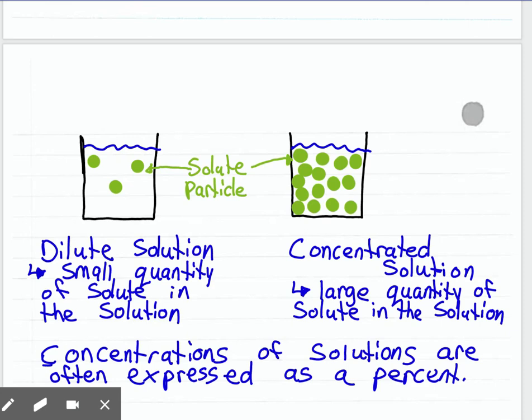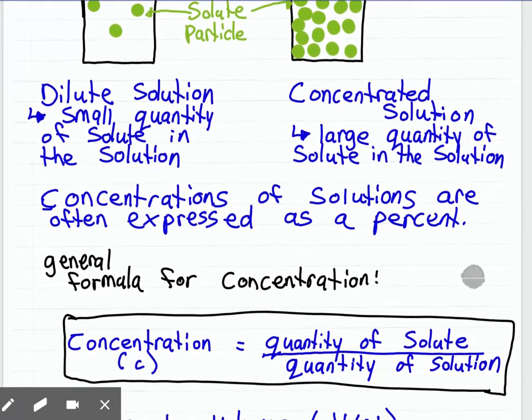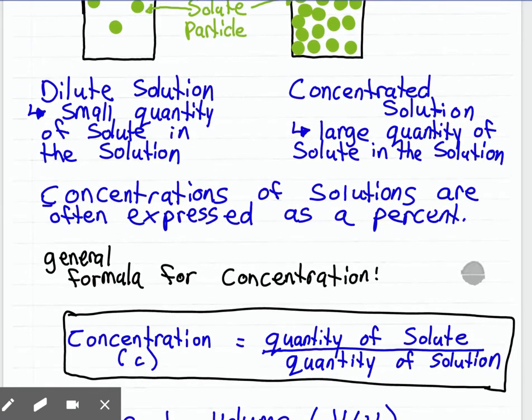Now, when we are dealing with concentrations, when my husband is figuring out a concentration of fertilizer, he's often expressing concentration in a percent. So it's really common for concentration to be expressed as a percent in the real world. What they do is there's a mathematical formula for concentration, and it's right here. This is our general formula. It's the quantity of solute divided by the quantity of solution.